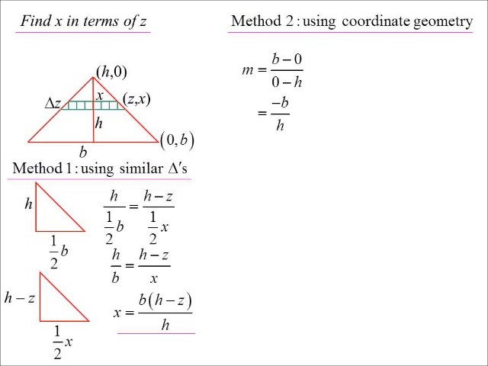So my slope, which actually is going to be my x values in this case, because the second value there is going to be b minus 0 over 0 minus h. So x minus 0 will equal minus b over h, z minus h. And we end up with the exact same formula.